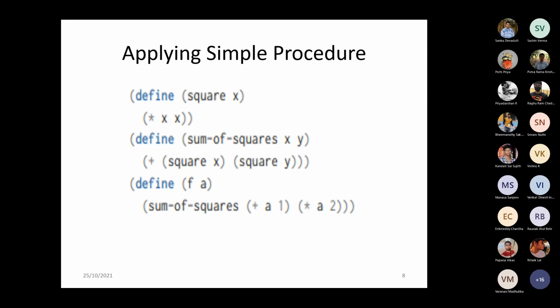So let's see one more example. Okay, here we have 3 procedures defined. As I have opened my file, I have defined 3 procedures: a square procedure, a sum of squares procedure, and an F procedure. The square procedure accepts one argument, the sum of squares procedure accepts two arguments, and the f function accepts one argument and calls the sum of squares procedure, where the sum of squares procedure will be calling the square procedure. Now, how do we represent this in the global environment?